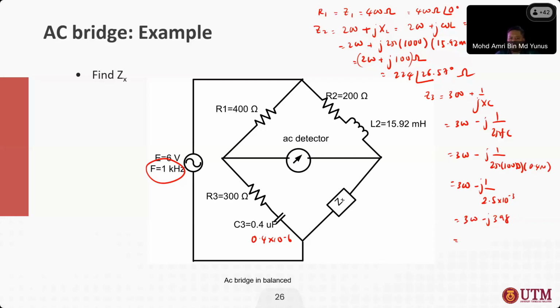So that's in rectangular. So in polar form, 300 minus j 398 is basically 498.40, and the angle is negative 53 degrees.